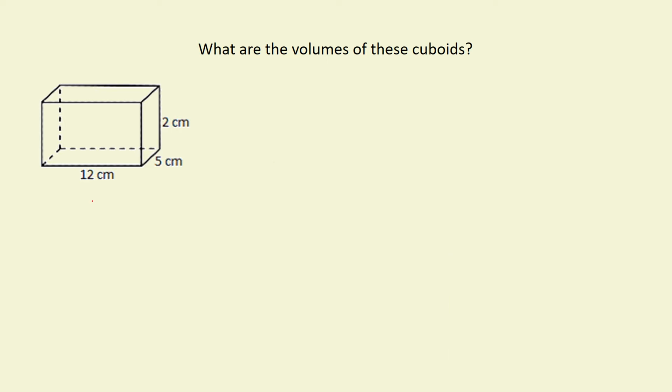So if we do this one, I'd do 2 times 5 first, because that's easy. And then times by 12. 2 times 5 is 10. Times by 12, that's 120 cubic centimeters. That volume there.